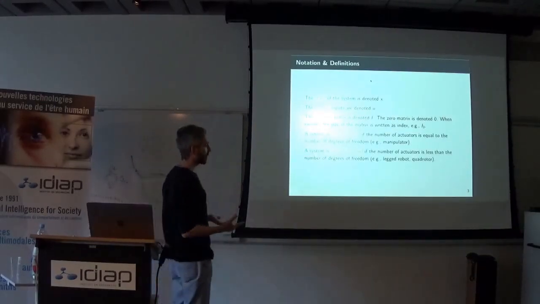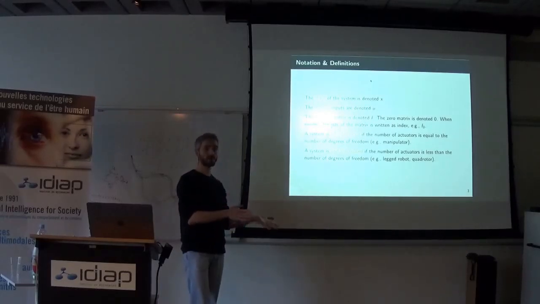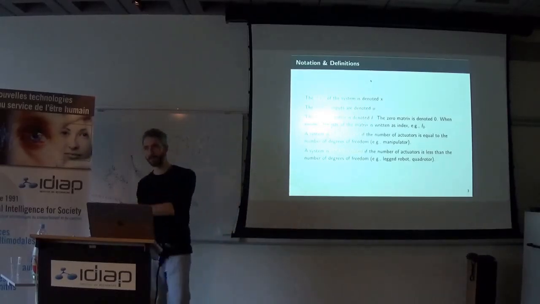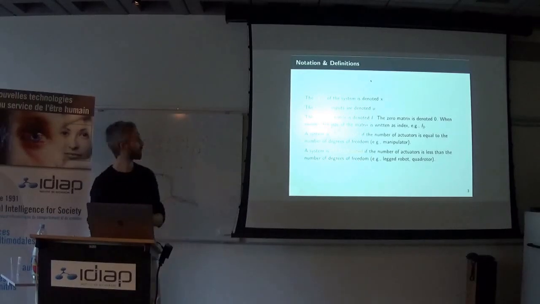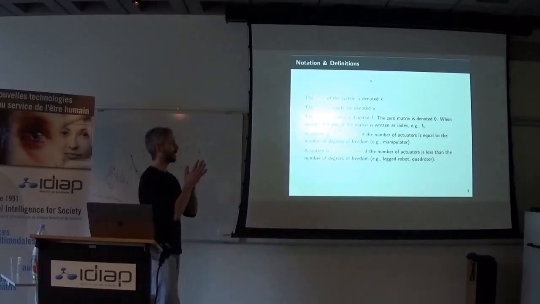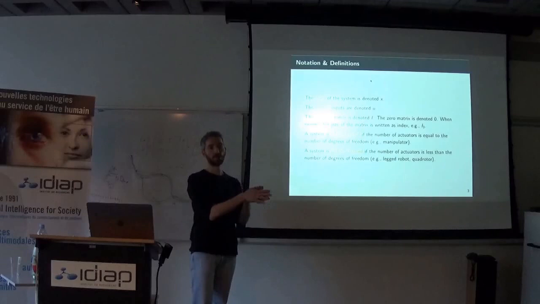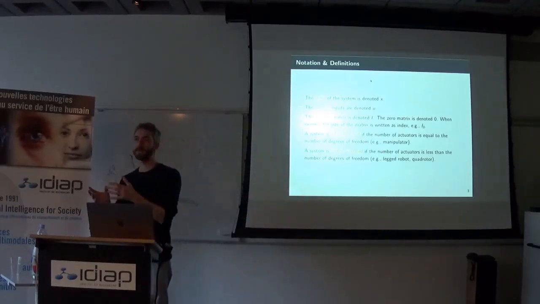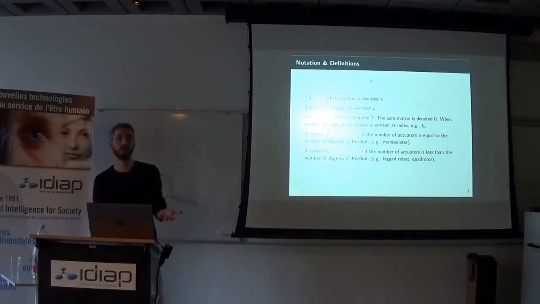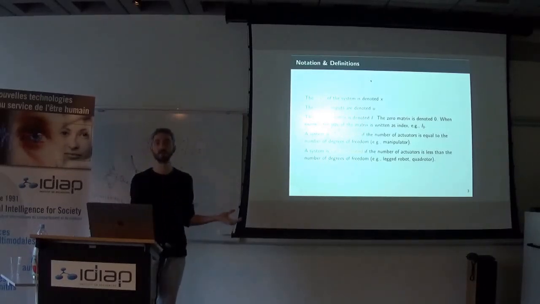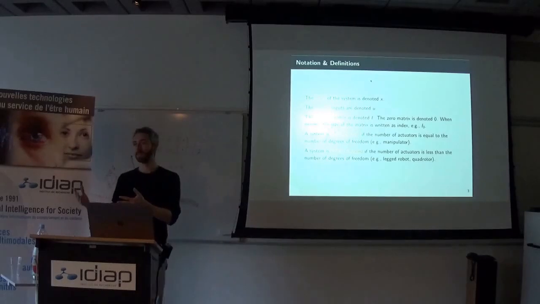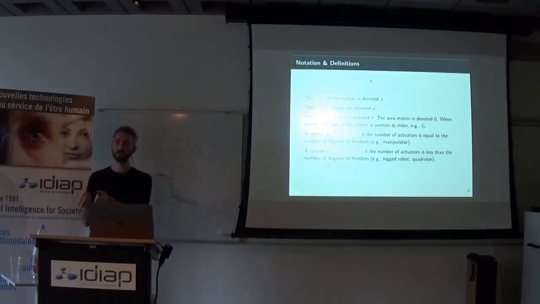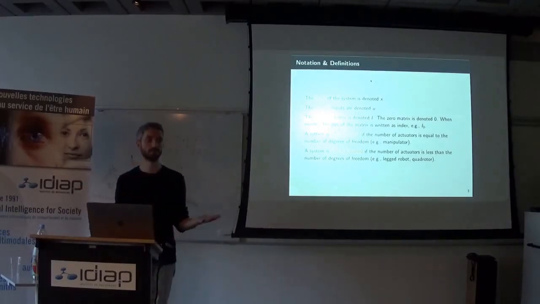Another thing I will be talking about a lot is fully actuated systems versus under-actuated systems. So let me get this clear right away. If the number of actuators of a system is equal to the number of its degrees of freedom, then the system is called fully actuated. That's the case for a classic industrial manipulator like the Kuka arm. It has 6 degrees of freedom. Each degree of freedom has a motor associated to it. That's a fully actuated system.